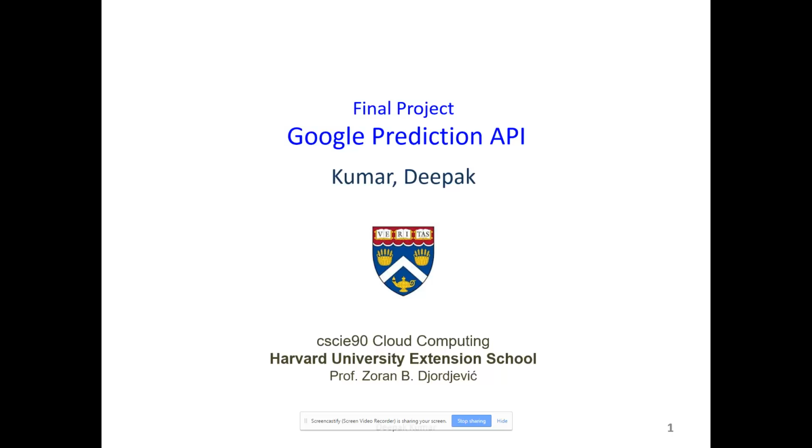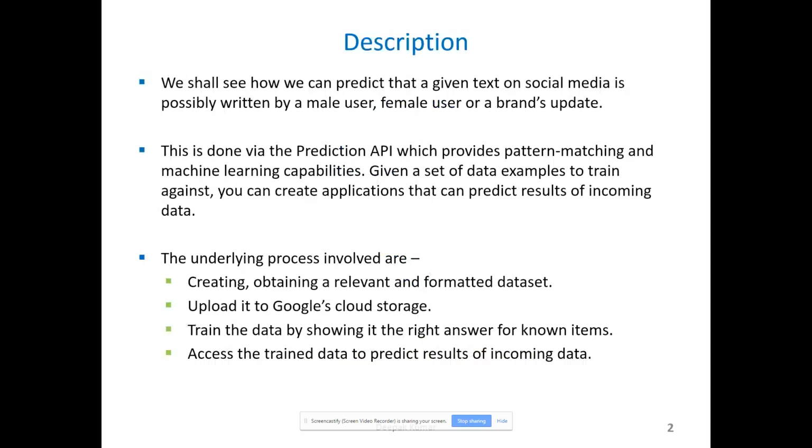When we talk about this, we need the Google Prediction API, which is a pattern matching and machine learning algorithm API given by Google to app developers as a REST web service. Here we'll create a data set, upload it to cloud storage, train the data so that Google creates a model, and then predict on new data.